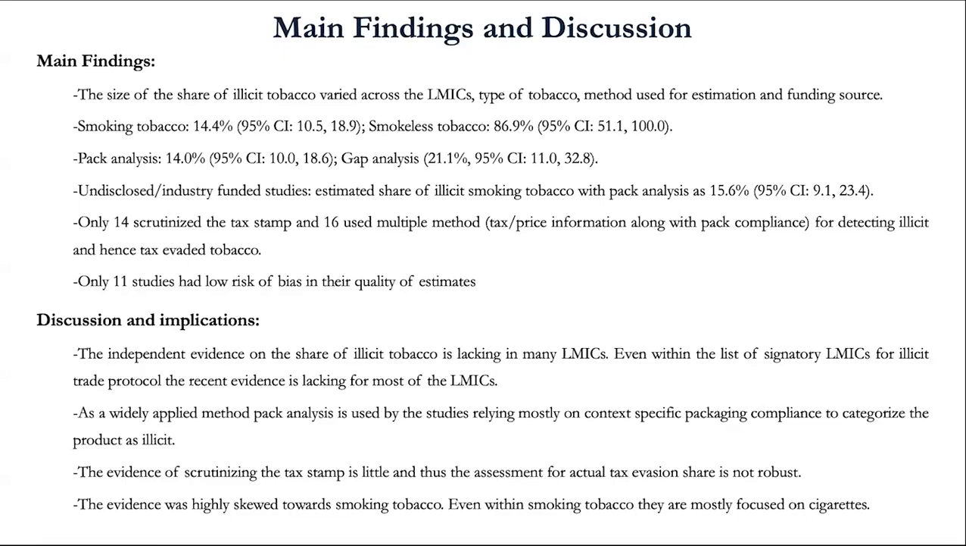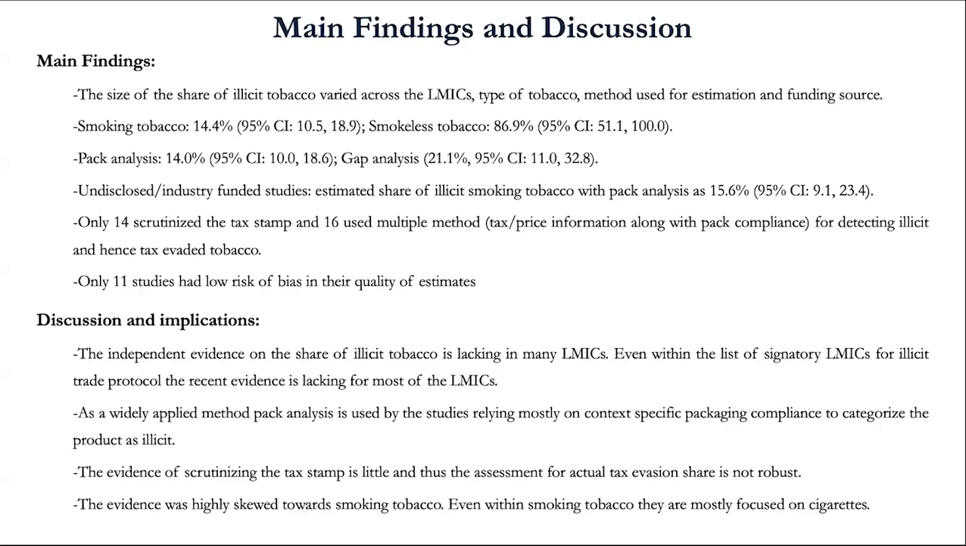Now, depending on the method, as you have mentioned, the most widely applied method was pack analysis, but this method mostly relied on context specific packaging non-compliance to categorize the product as illicit. That means the studies mostly utilized the indirect method of estimation for illicit tobacco. And of the 27 independently funded studies on illicit smoking tobacco in LMICs, only 14 examined the tax stamps to detect the tobacco that is both illicit and potentially tax evaded.